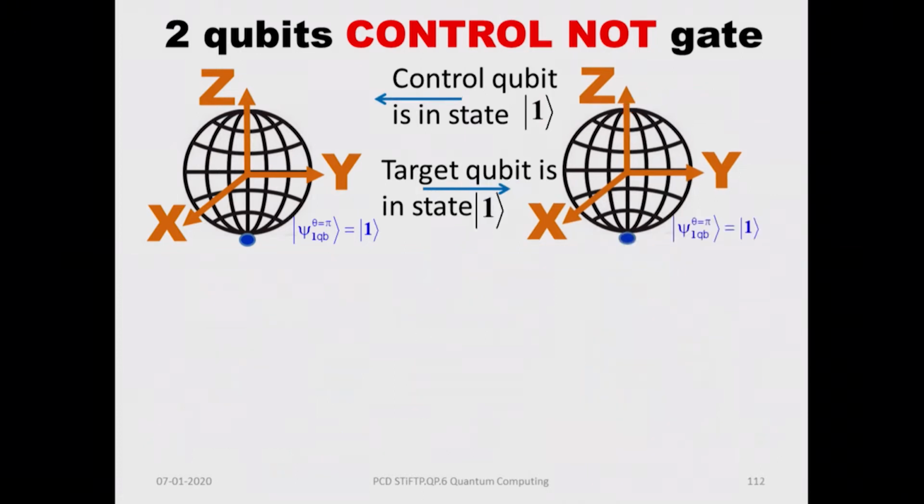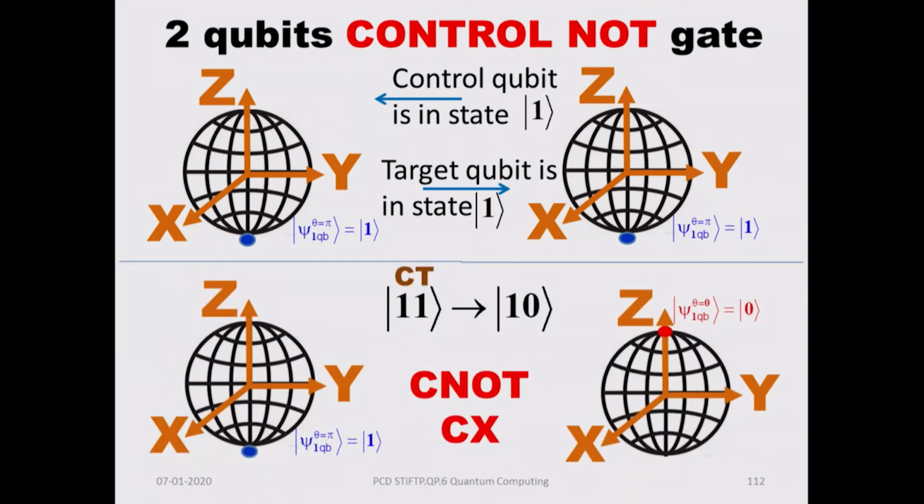And then there is one more when both are at the south pole, but the condition that the gate would operate on the target qubit is that the control qubit is at the south pole, which is in the state 1, that is satisfied, and therefore, the target qubit would undergo an inversion. So, it will go from south pole to the north pole. So, that is the control NOT gate.